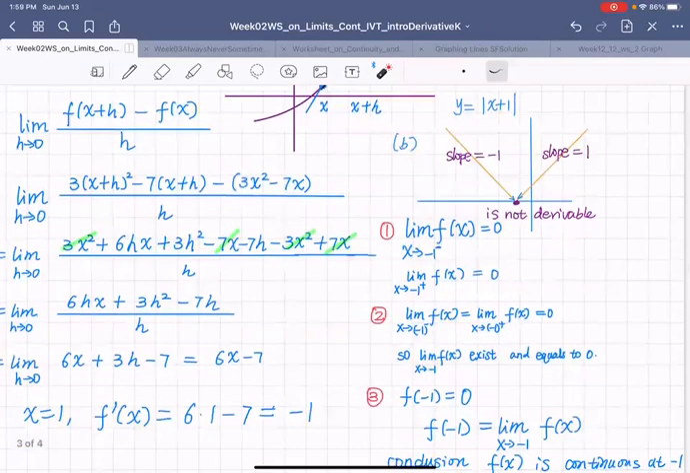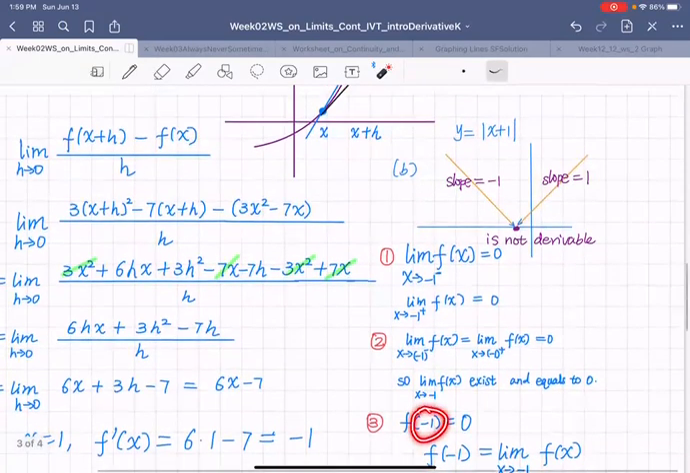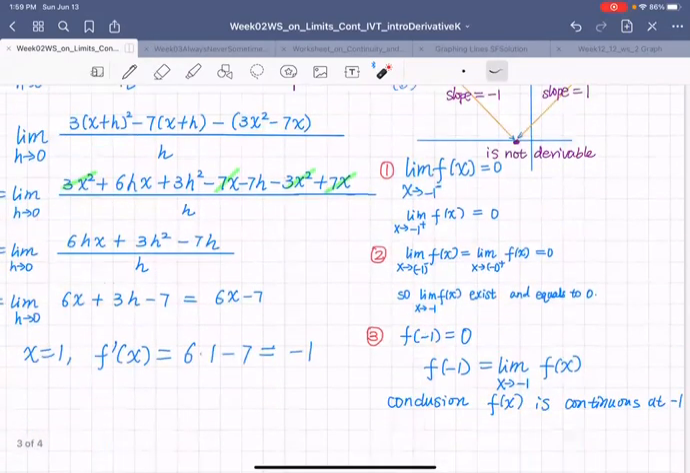Next, let's calculate the function value itself at negative 1. f(negative 1), the function itself at negative 1: negative 1 plus 1 equals 0. This equals 0. So f of negative 1 equals the limit as x approaches negative 1. The conclusion is f(x) is continuous at x equals negative 1.